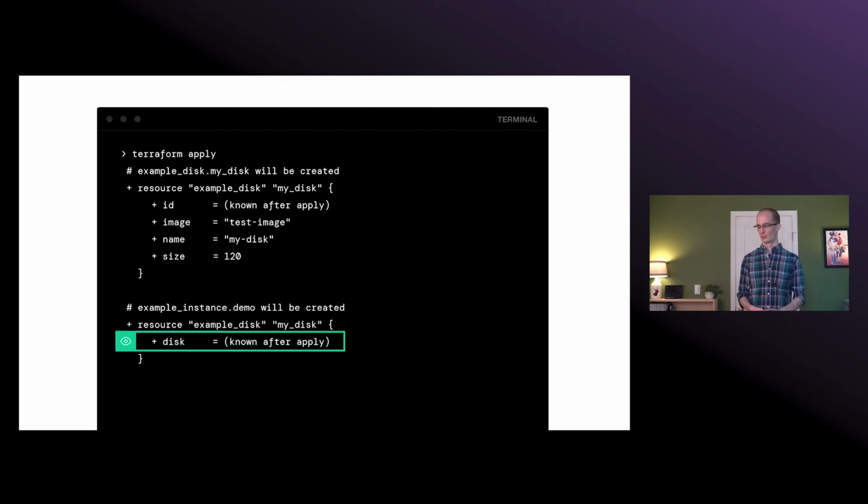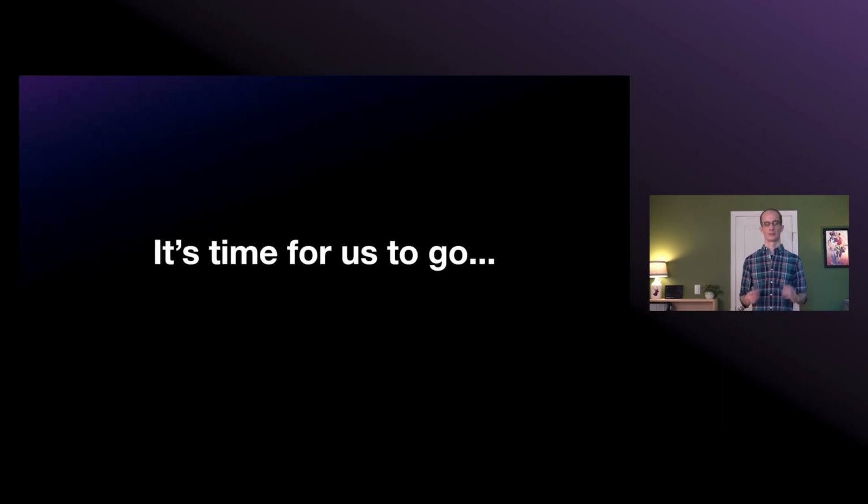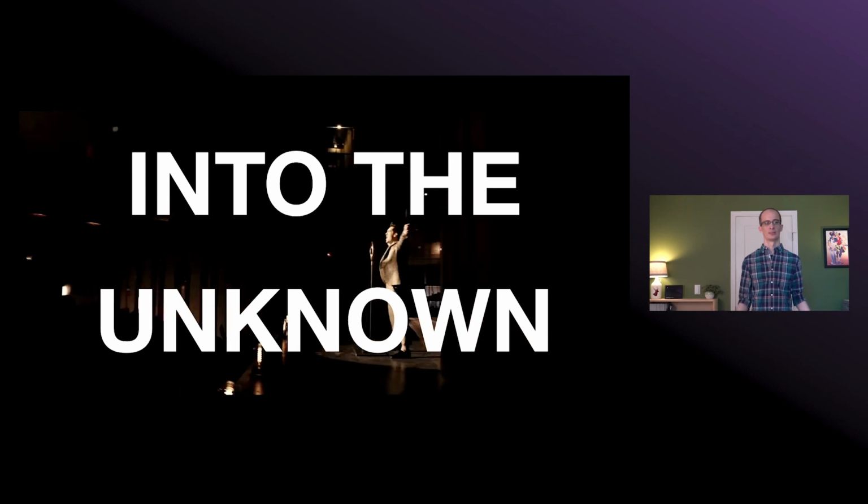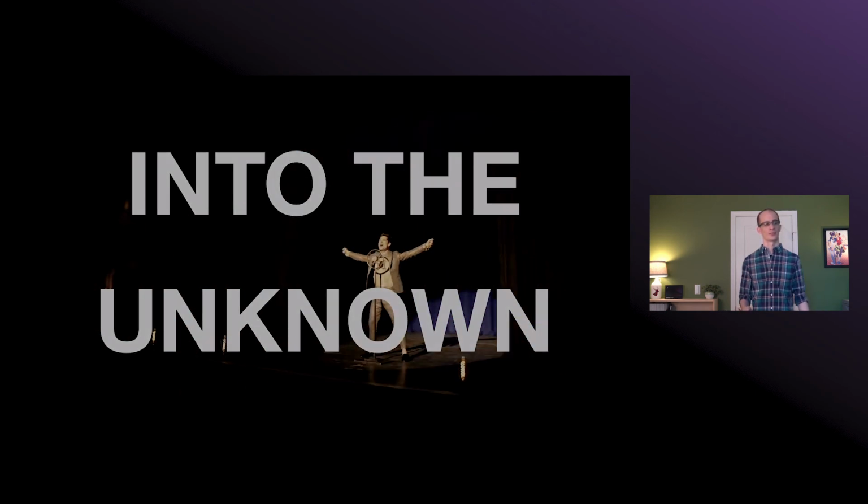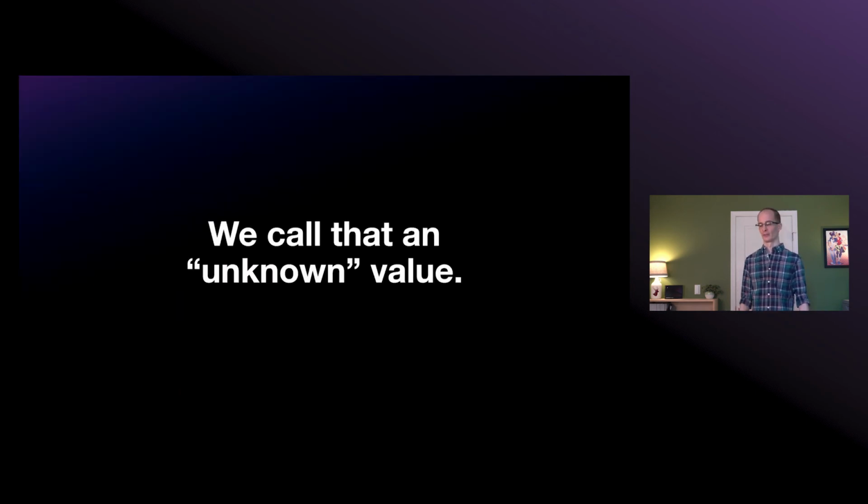Because we have, for example, in SDK v2, CustomizeDiff, we get the opportunity to modify the plan before it gets presented to the practitioner. How does Terraform represent those values to us? Well, it's time for us to go, and you can all say it with me, into the unknown. That's what we call an unknown value. That's Terraform going, I don't know. I'll know eventually, probably after apply. I'll get you a value at some point for this.